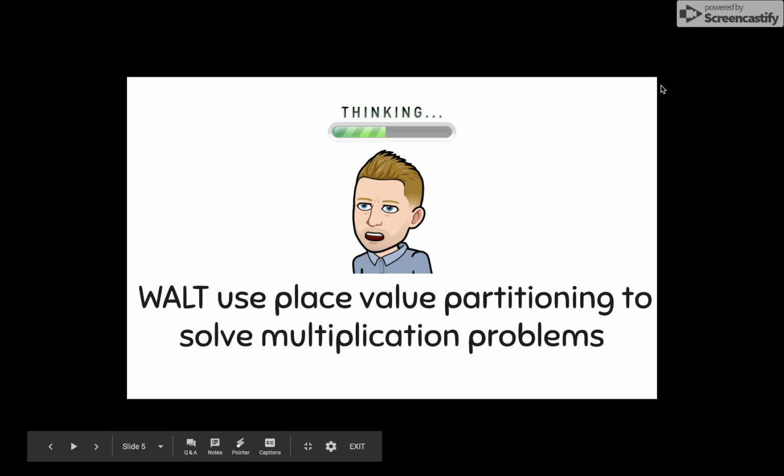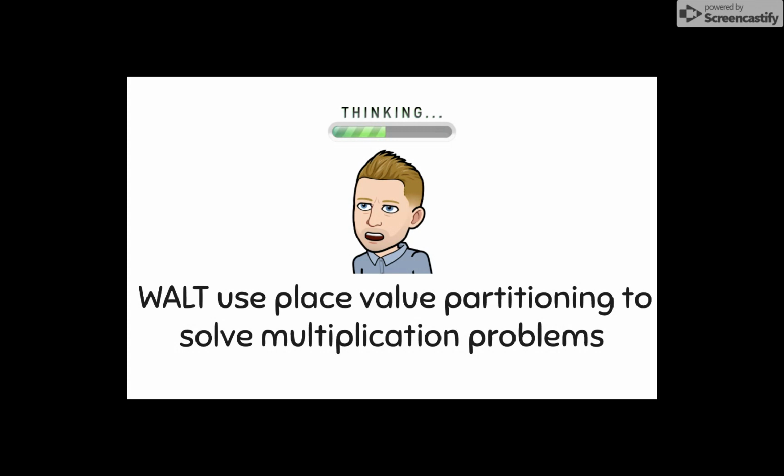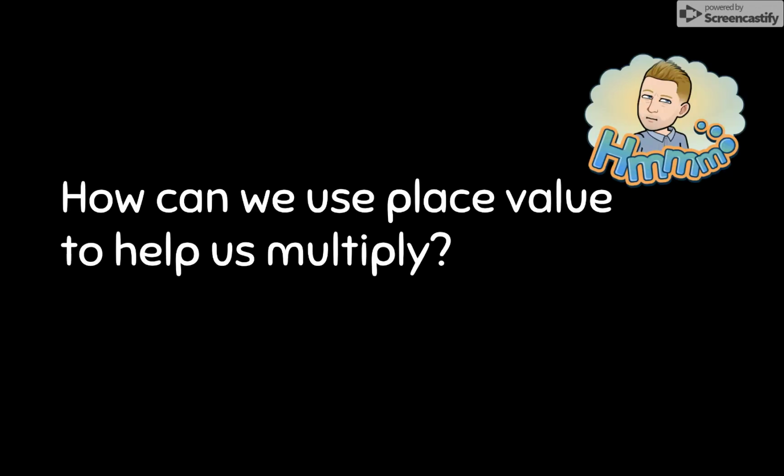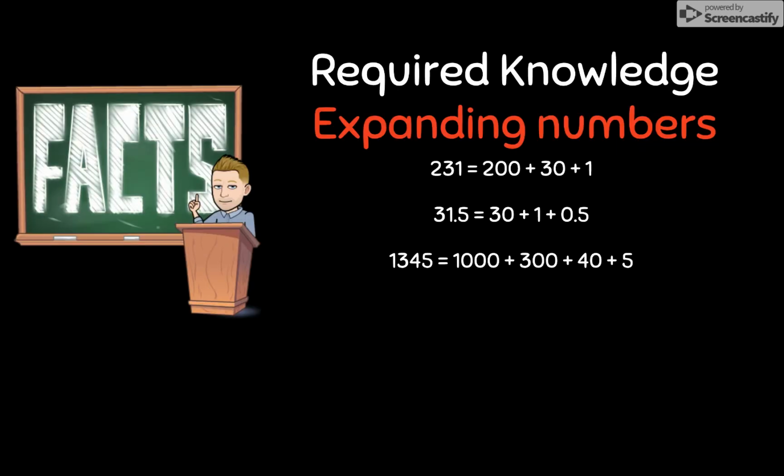Today we're looking at how to use place value partitioning to solve multiplication problems. Let's get into it. How can we use place value to help us multiply? Have a think about that. How does our place value knowledge come into play?